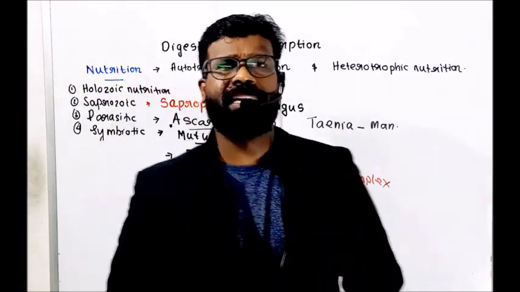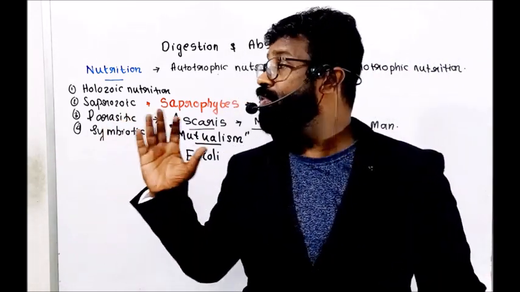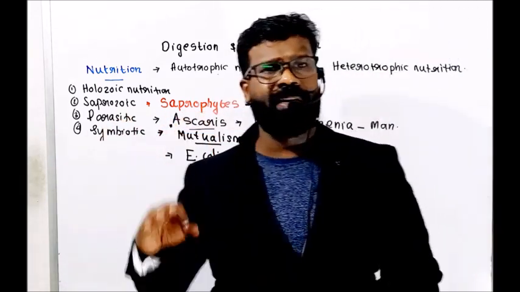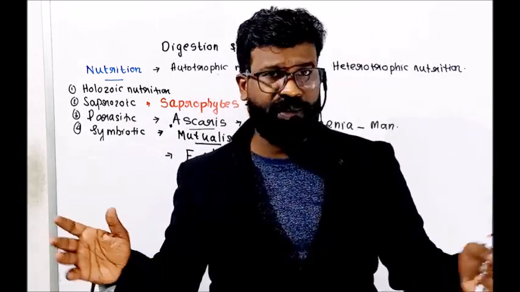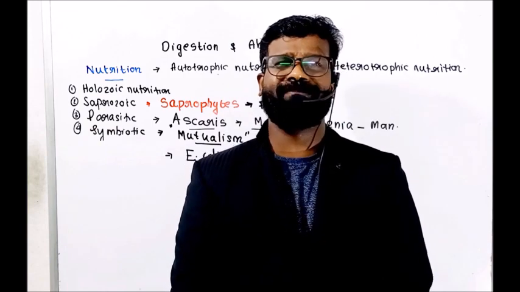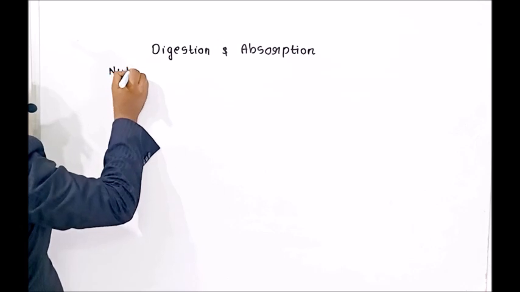So these are the different types of nutrition in organisms: holozoic, heterotrophic nutrition, saprozoic nutrition, parasitic nutrition and symbiotic nutrition. So we studied different types of nutrition in organisms. Next is nutrients.